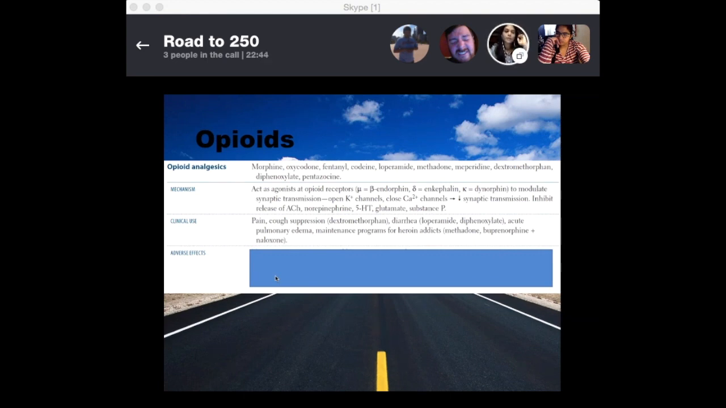So adverse effects. What are adverse effects that we see in opioids? If we are inhibiting the release of our acetylcholine, norepinephrine, serotonin.